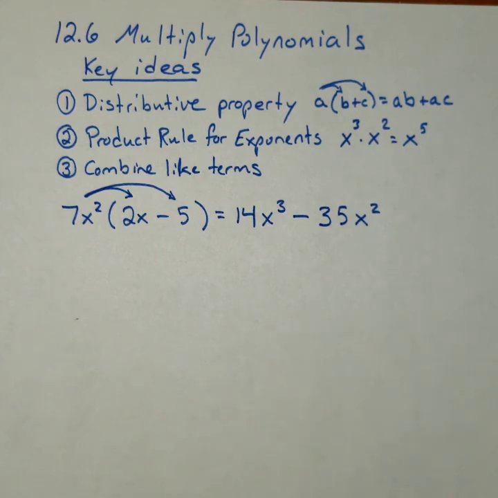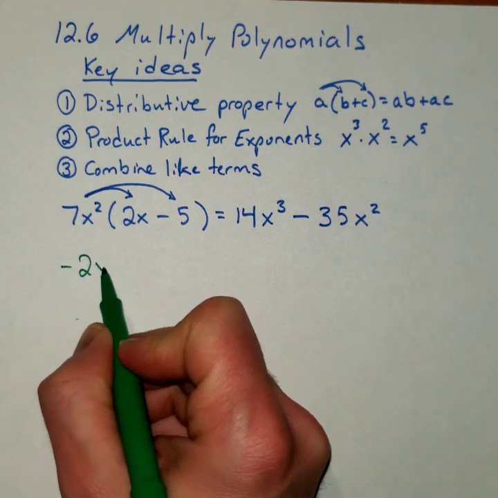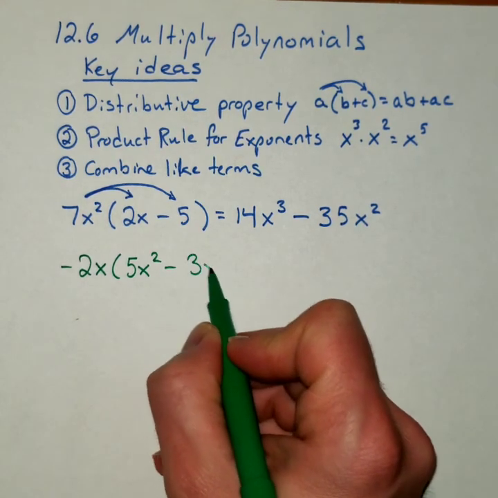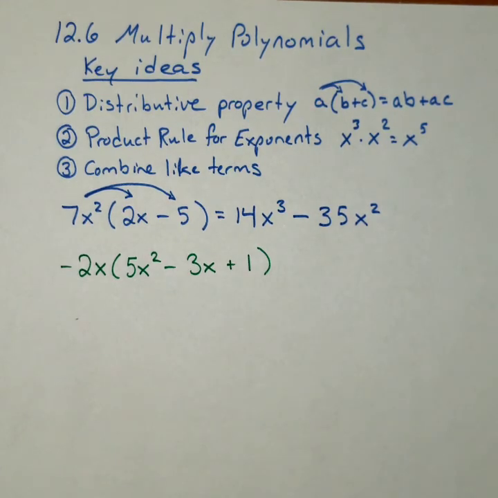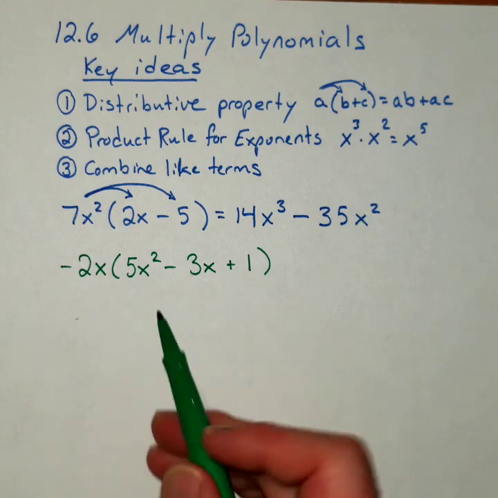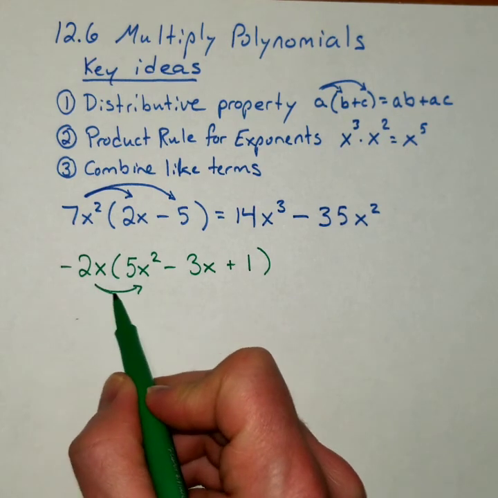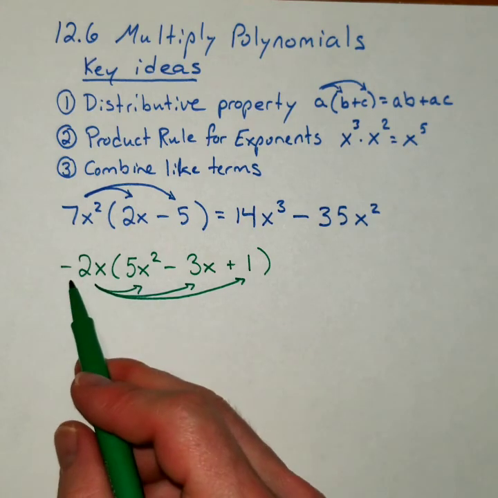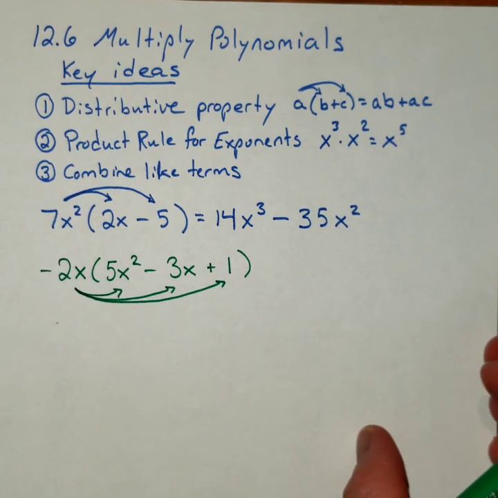Alright, so we can continue to build this up and make this a little more complicated. Let's take a look at something like negative 2x times 5x squared minus 3x plus 1. Alright, so again here we're going to need to distribute. Remember, distributive property works no matter how many terms are in the parentheses. So here I'm going to distribute to all three of those terms. Negative 2 times 5 is, am I going to run out of room? That's a question. Before I do that, let's move that over.